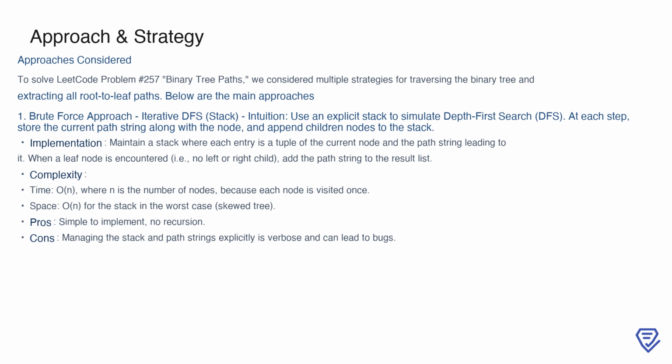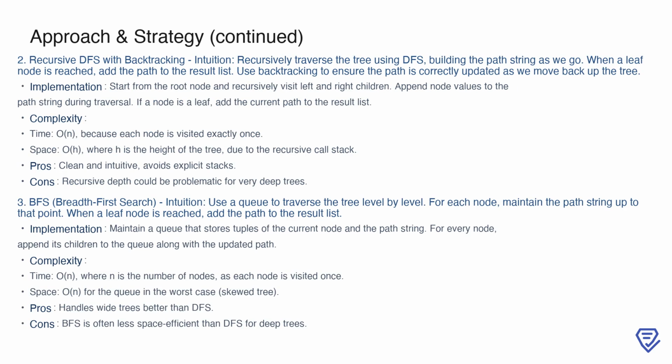While this method is straightforward and avoids recursion, managing the stack and path strings manually can become verbose and error-prone, which is a notable drawback. Another approach is to use recursive DFS with backtracking. This method builds the path string as we traverse the tree recursively.